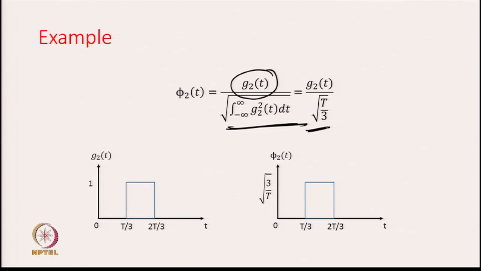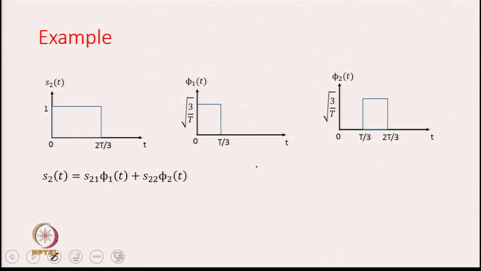So, phi 2 t is nothing but this signal. Same as G 2 t, only we need to change the amplitude. Okay. So, it is easy, simple. Now, what remains is we have yet to find out this S 2 2, but that should also be trivial because we have been able to find out phi 2 t, and S 2 2 is nothing but the projection of S 2 t in the direction of phi 2 t. So, let us first see what is S 2 1. We have already found out that this is given by this expression.